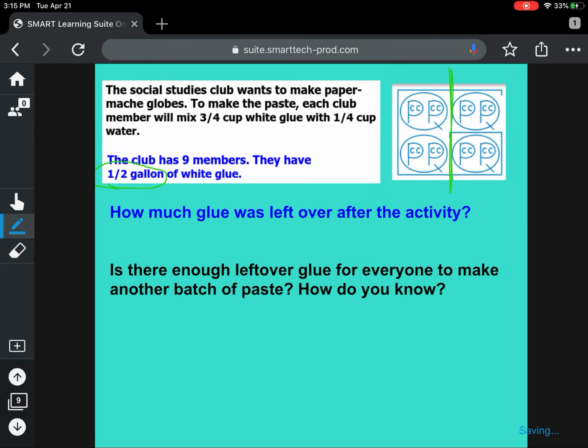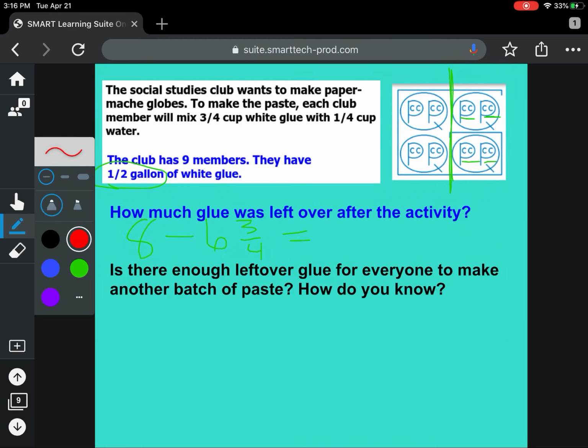Here we have a half gallon of white glue. So how many cups are in a half gallon of white glue? 2, 4, 6, 8. 8 cups of glue are in a half gallon. And we figured out from the previous slide, they need 6 3/4 cups glue for everyone to make their papier-mâché globe. Before we can do the subtracting, though, we have to turn that 8 into a mixed number so that we're taking away a mixed number from another mixed number.